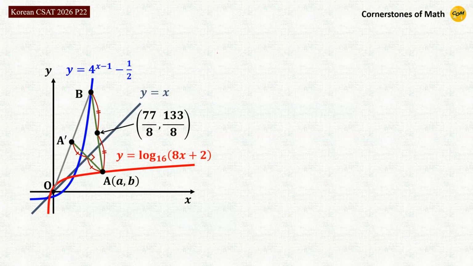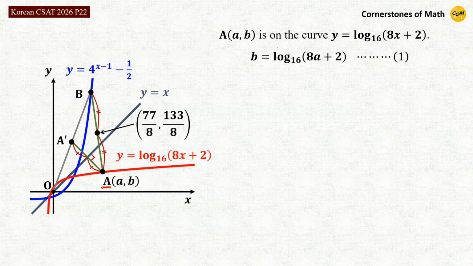Alright, so our approach here is pretty obvious. We need to set up the equations using conditions given in the problem, which are also indicated on the graph in the figure. Let's start with point A. Point A is on the curve y equals log base 16 of 8x plus 2. Hence, b is equal to log base 16 of 8a plus 2, which can be considered our first equation.